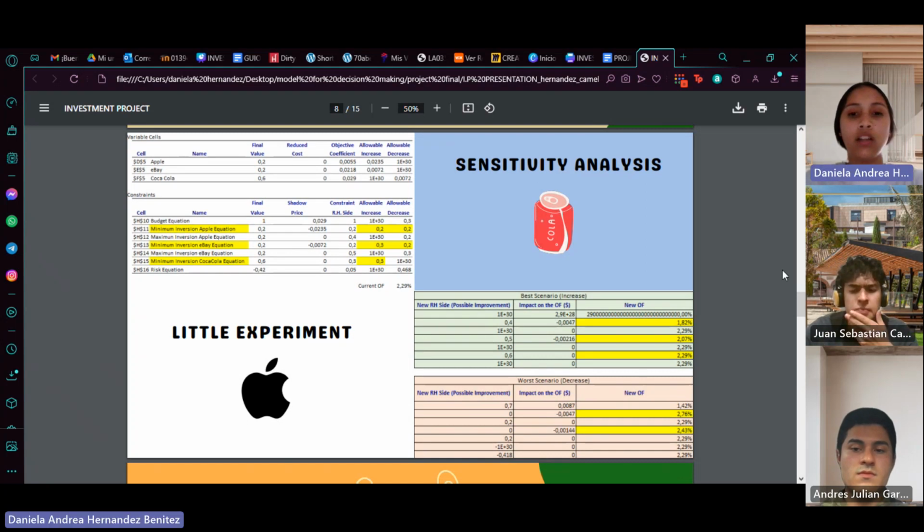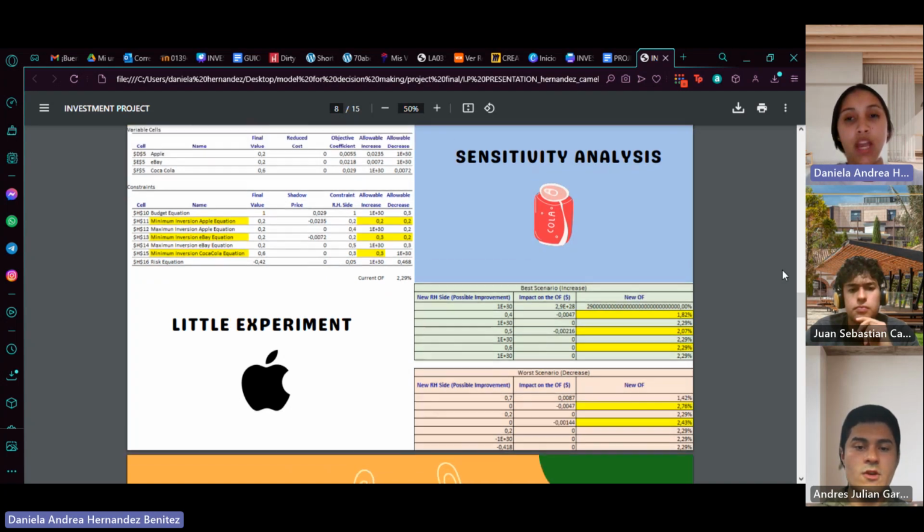Now let's talk a little bit about the experiments that we did, but we are going to explain the one from the sensitivity analysis, due to the fact that the other experiments are well explained in the infographic. So here we have the sensitivity analysis. And we are going to see what will happen if we increase or decrease the minimum investment in each company, and how this will affect our objective function or our returns.